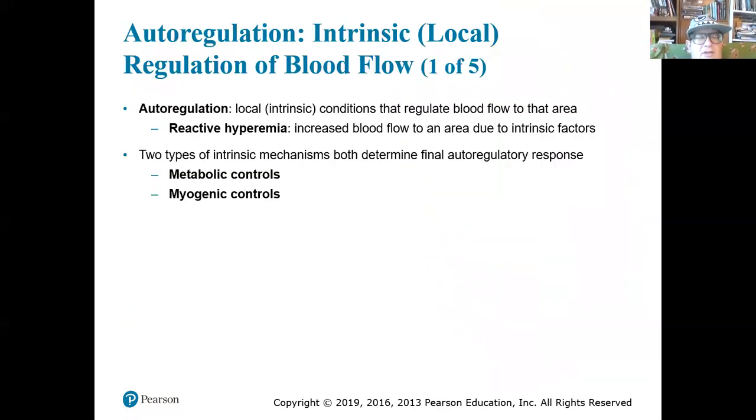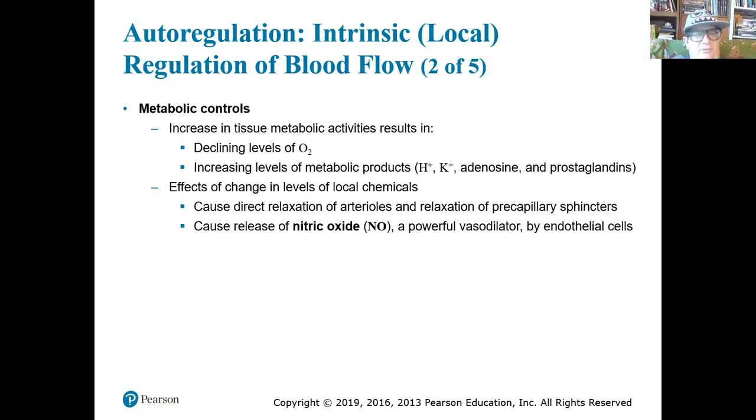Okay, so autoregulation: the local intrinsic controls that control how much blood is going to an area. You could have reactive hyperemia, meaning you increase flow of blood to that area because of what the organ is exposed to. The two types of intrinsic controls for this autoregulation are metabolic or myogenic. I want you to notice myogenic means generated by muscle. All right, so let's move on.